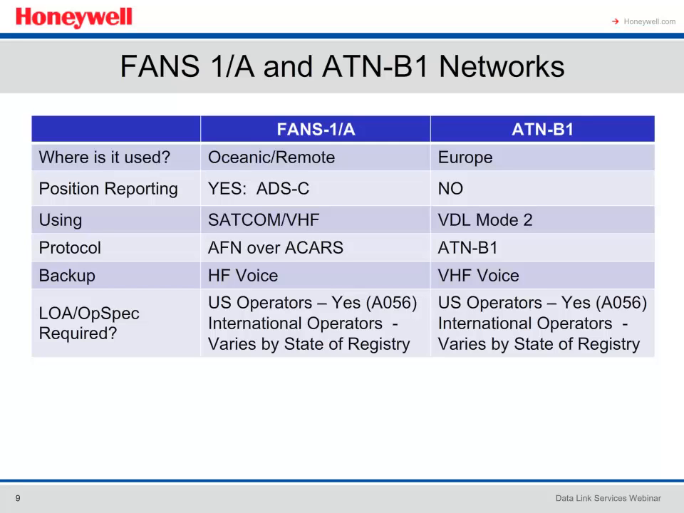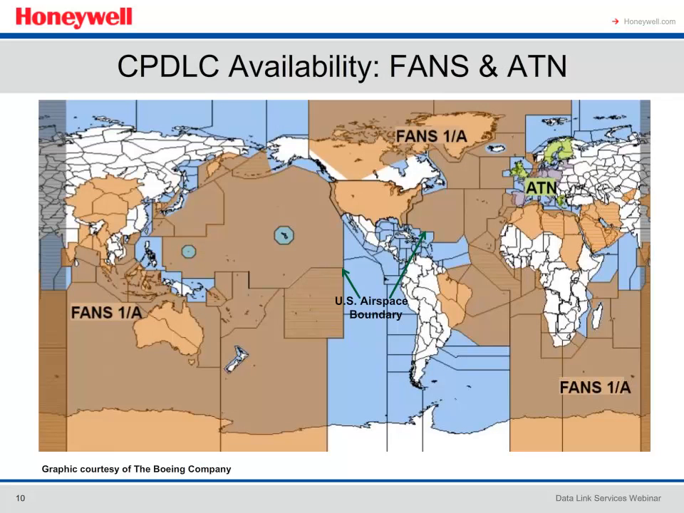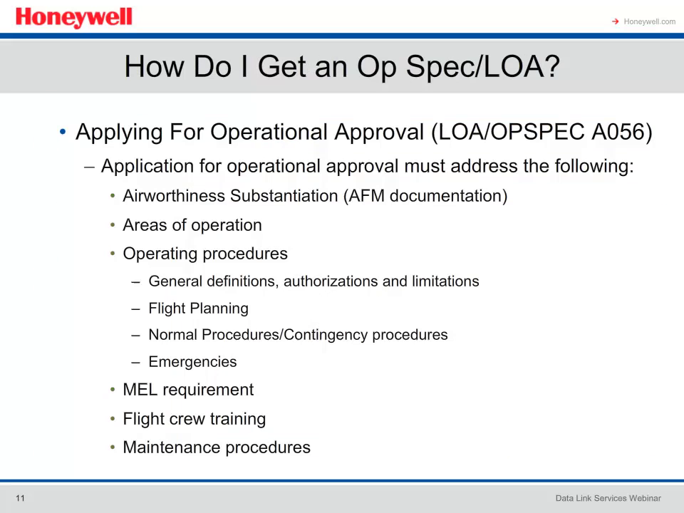Both FANS and ATN are data link networks that support CPDLC, however their speed, utility, and equipment requirements are vastly different. This is a FANS 1A and ATN coverage map. The brown shading depicts areas where FANS 1A is currently available, and the green shading over Western Europe depicts ATN network coverage.